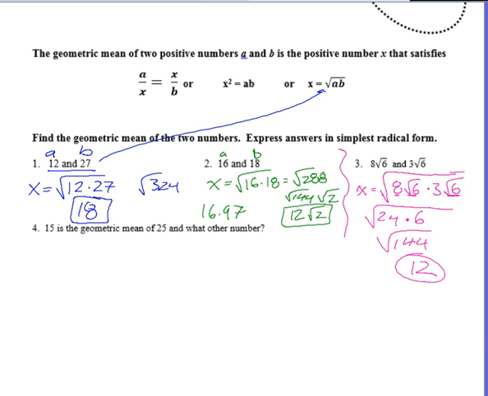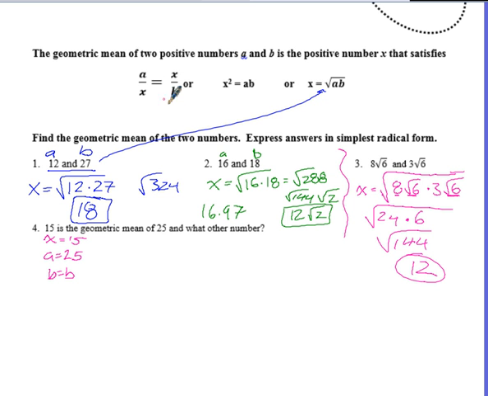So that's my answer. One other type of problem we can look at is, instead of me giving you two numbers and you finding the geometric mean, I give you the geometric mean, in other words I give you x, and ask you to find a or b. This one says 15 is the geometric mean, so x equals 15. It says of 25 and what other number, so 25 can equal a, and we're solving for b. That's what we're looking for.